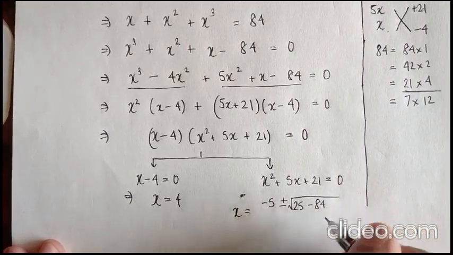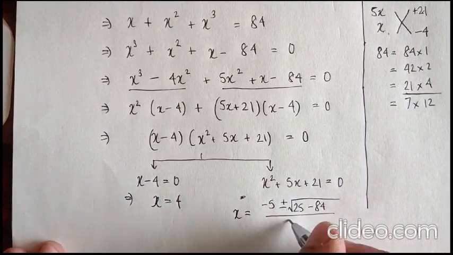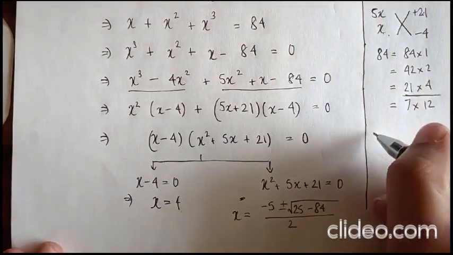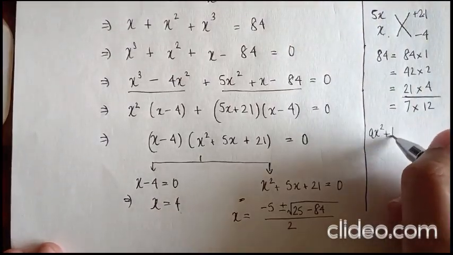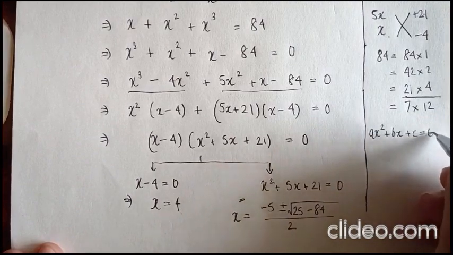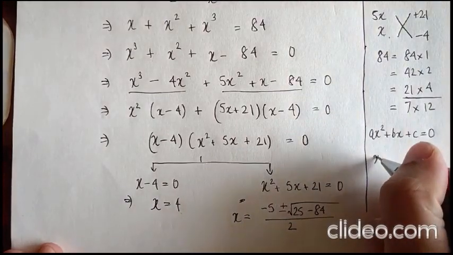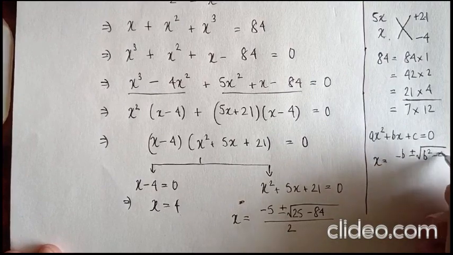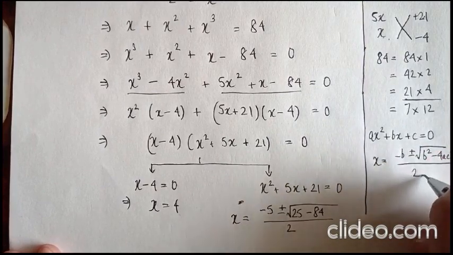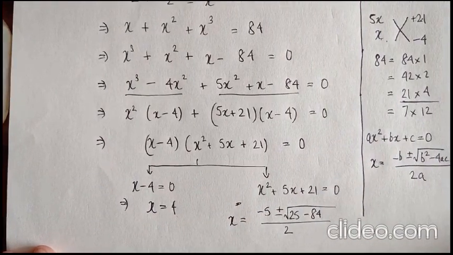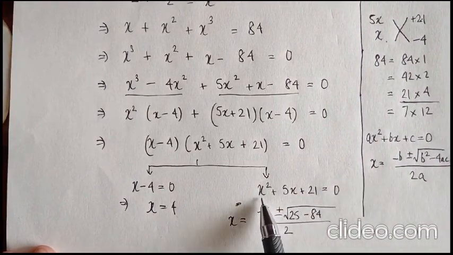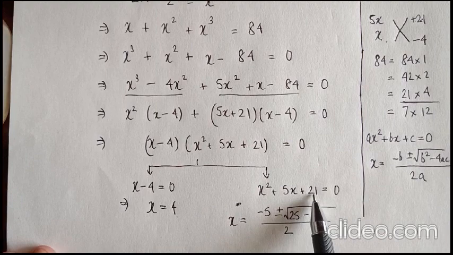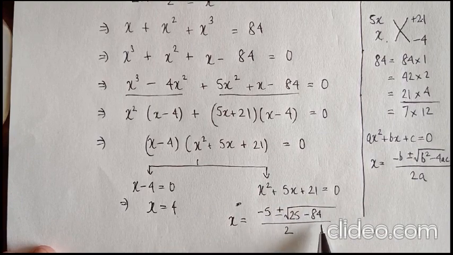So that's 84 divided by 2a. Right? Just for your help, this is the quadratic equation solver. If ax squared plus bx plus c is equal to 0, x is equal to minus b plus minus root of b squared minus 4ac, divided by 2a, right? So all I have done is substitute the values of a, b and c. So here a is 1, b is 5, c is 21. So I have just put that here.